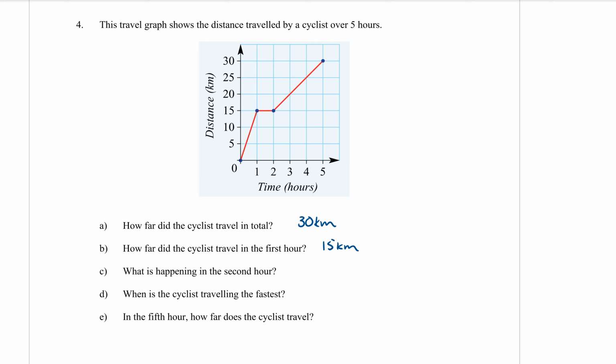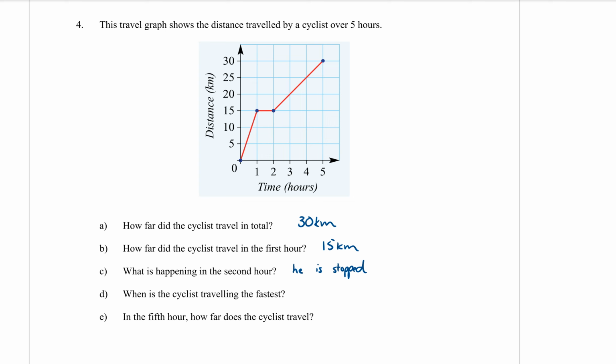C, what is happening in the second hour? Okay, I mentioned this. If it is flat, it means that they haven't travelled anywhere. So you just say there that he is stopped. He stopped somewhere. Or rest, yeah.